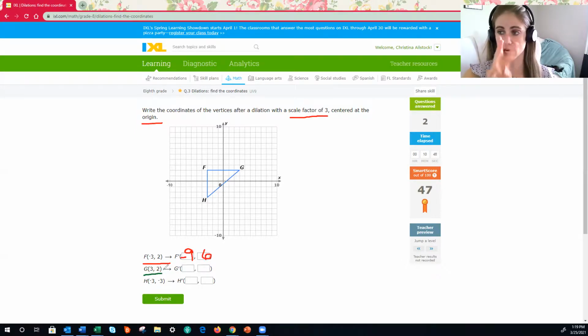All right, point G, 3, 2. Multiply that by our scale factor of 3. 3 times 3 is 9. 2 times 3 is 6. Very similar answer. No, I forgot to graph that other one. So let's graph this real quick. 1, 2, 3, 4, 6. Here's our G prime. Let's go back and graph our F prime.